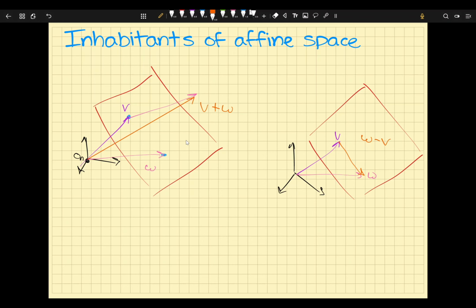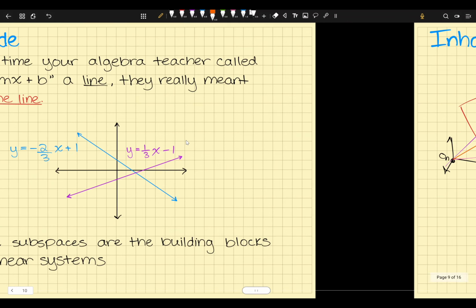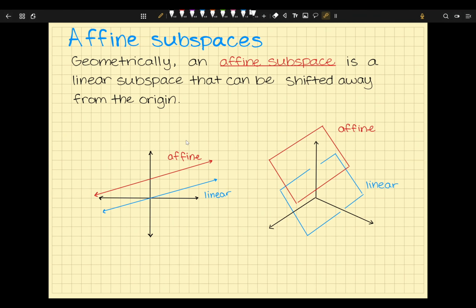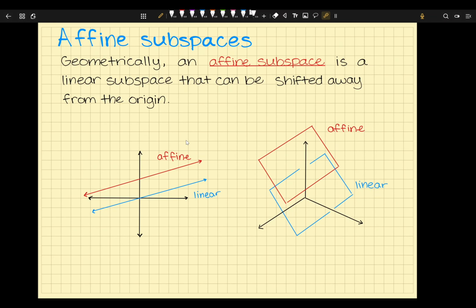Is there any way to add two vectors and get a vector back in the affine subspace, in the affine space? Certainly this is true if your affine subspace is in particular a linear subspace, because we know that in linear subspaces you can add vectors. But in general, I don't think so. No.